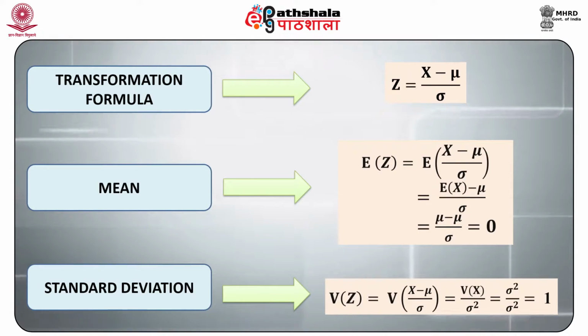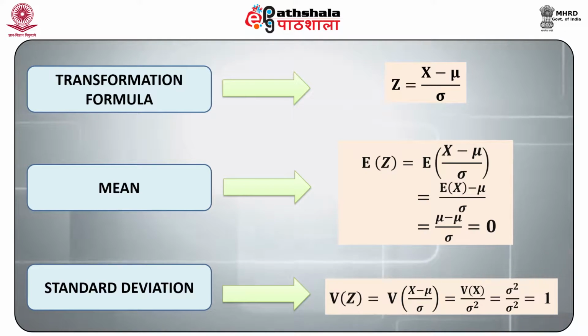The transformation formula used is given by the expression Z is equal to x minus mu divided by sigma. That is, mu, the mean of x, is subtracted from the value of the random variable x, and this difference is divided by the standard deviation of x, that is sigma.